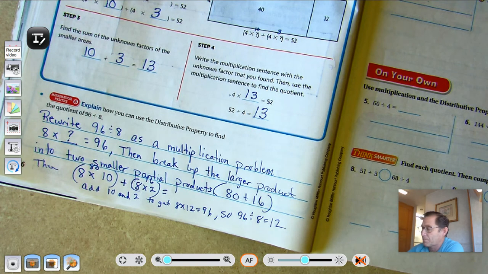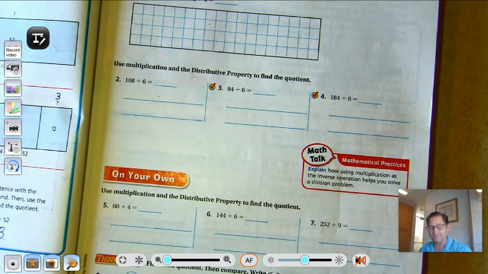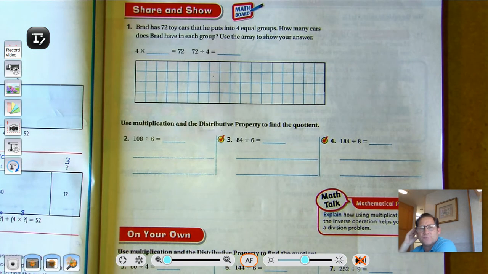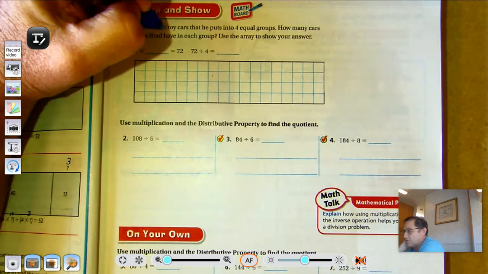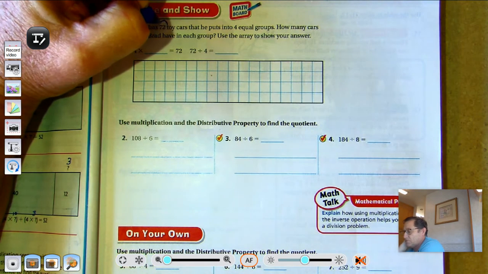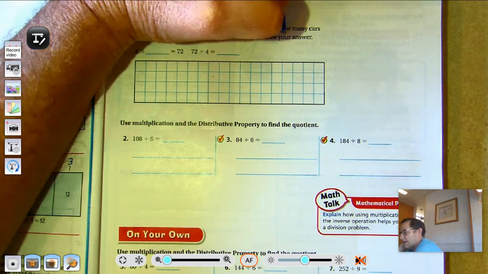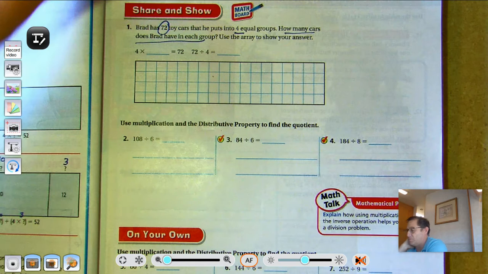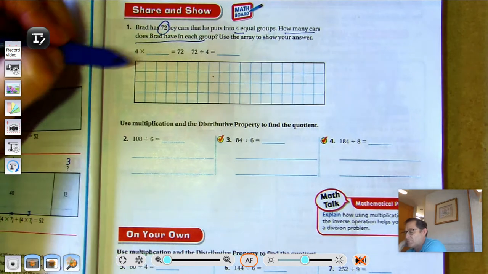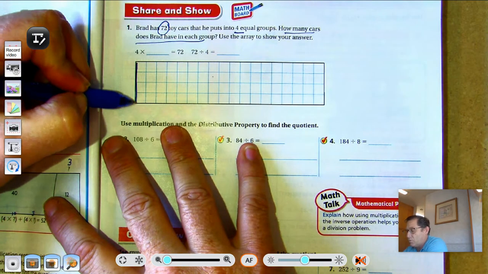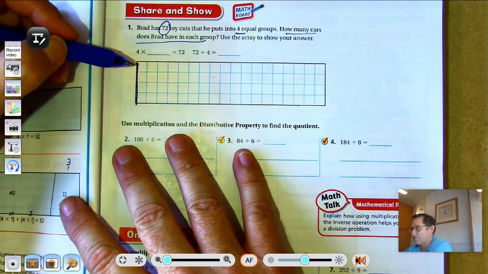Okay, so let's keep practicing. Page 37. Brad has 72 toy cars that he puts into 4 equal groups. How many cars does Brad have in each group? All right, so we have 72 toy cars. We have 4 equal groups. How many cars does he have in each group? Use the array to show your answer. So 4 times something is 72. Well, so we're going to have rows of 4 until we get to 72.